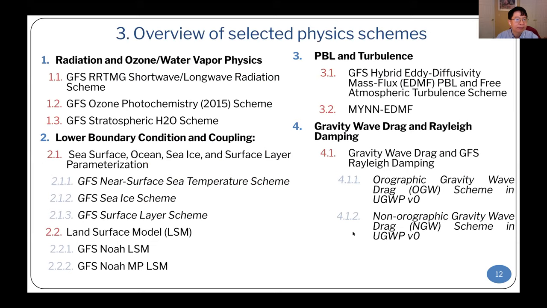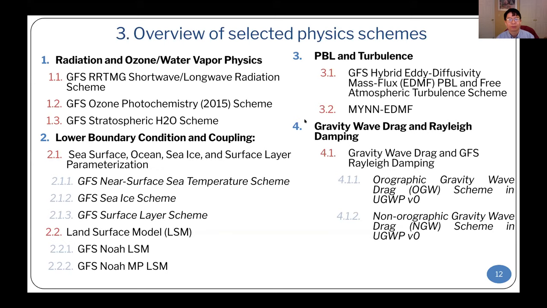So here is the overview of all the selected physics schemes. The first part is radiation and ozone and water vapor physics. So the scheme uses RRTMG shortwave and longwave radiation scheme. The ozone photochemistry uses the 2015 NRL version. Similarly for the stratospheric water vapor scheme. Then the lower boundary condition and the coupling, which include sea surface, ocean, sea ice, surface layer parameterization. We use NSST schemes, also a three layer sea ice model and GFS surface layer schemes. The land surface model includes the Noah land surface model or the Noah-MP land surface model.